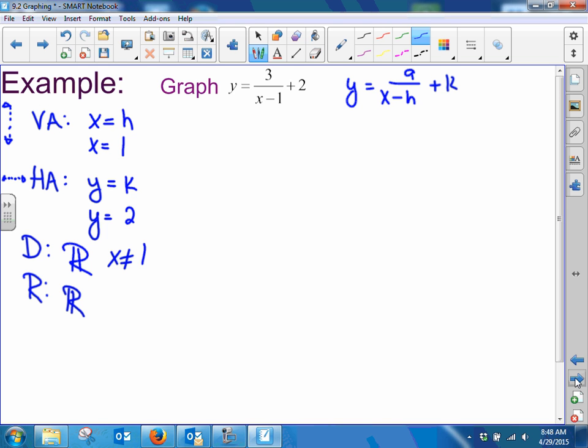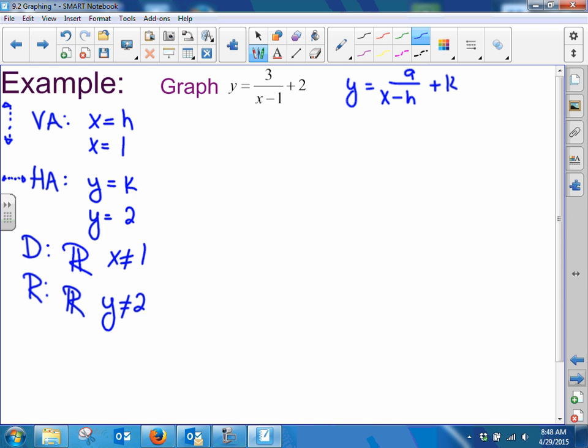So then what's the range? All reals and then y cannot be equal to 2. Yep. So honestly, this domain and range is even easier because you just have the numbers given to you. You just have to make sure you remember where to get the numbers from. Okay. Questions on that?